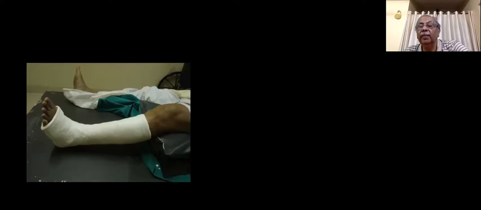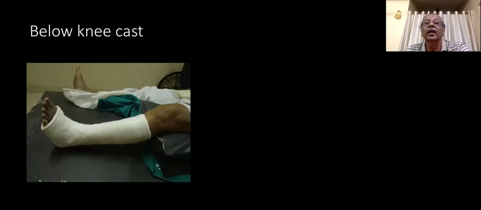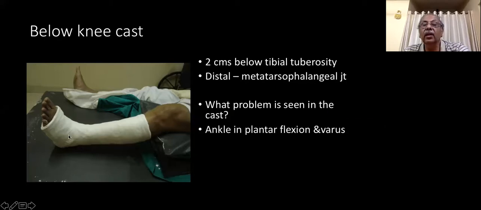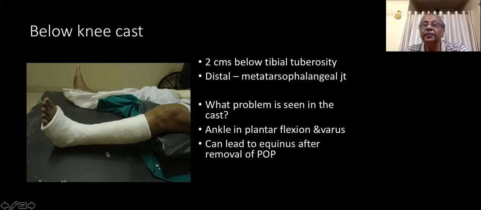Then there may be a patient. Usually there will be one patient with a BK cast or an AK cast, and the extent will be asked. It should be 2 centimeters below the tibial tuberosity and distally up to the metatarsophalangeal joint. What problem is seen in this cast? The foot is in plantar flexion and in varus.